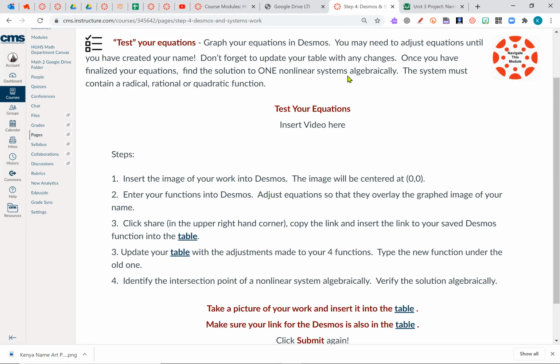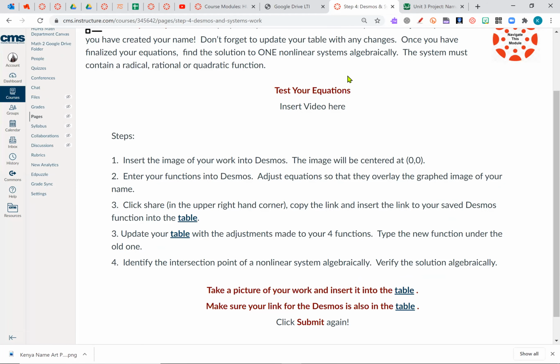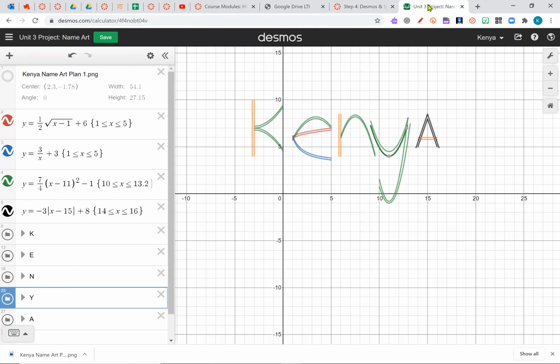Hi, everybody. So we are going to finish up part 4 by solving a nonlinear system algebraically. We already know what the answer is in Desmos, right? We can see the intersection. We can click on the intersection in Desmos to see what the solution is, right? What we're going to do is actually solve the equation algebraically. So with that said, let's go ahead and take a look at our function.